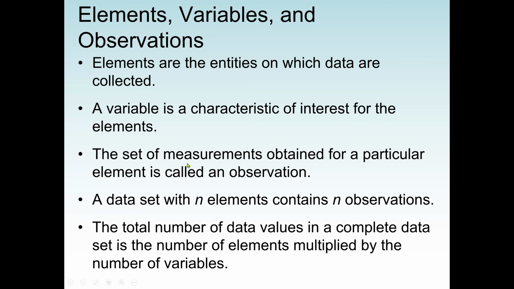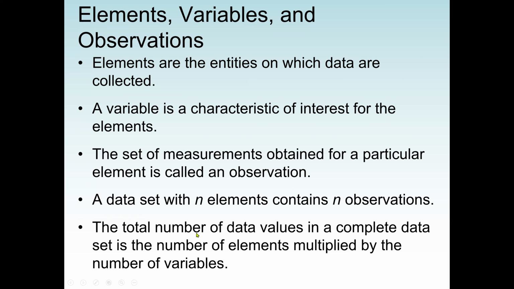And the set of measurements obtained for a particular element is called an observation. In statistics, a record can be called an observation. What we mean by a set of measurements is, for example, we have one customer in an Amazon data set or database system. The customer last name, first name, address, amount of money spent purchasing, etc. This will be an observation. So a set of measurements, all the measurements obtained for a particular element, is called an observation.